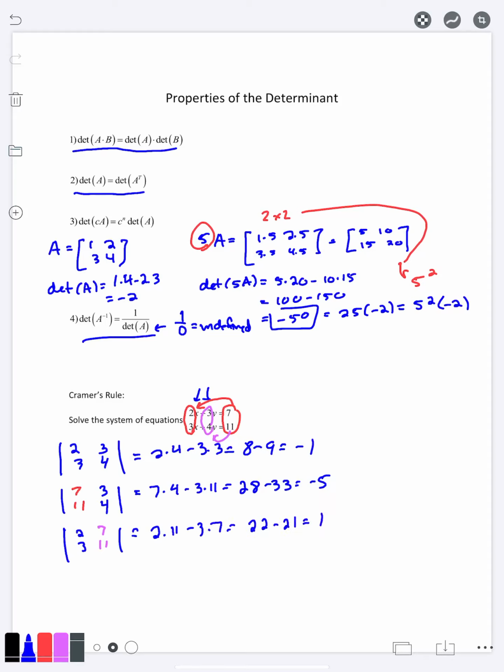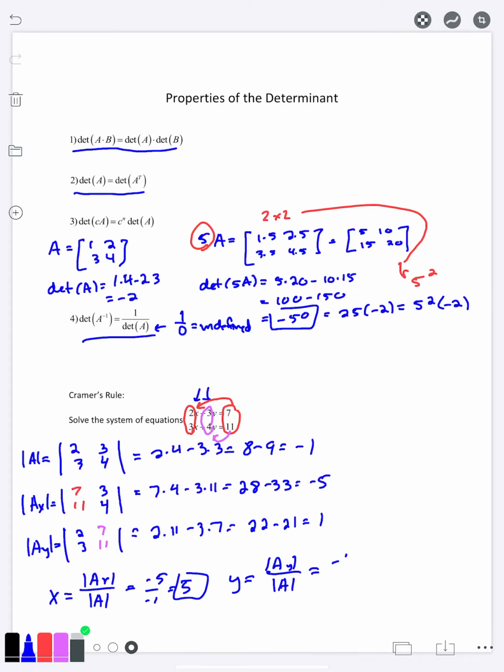I'm going to call this original one A for the initial coefficient matrix. I'm going to call the next one AX, and the third one AY, because I replaced the X's in the AX, and I replaced the Y's in the AY. Then it turns out the answer for X in the equation is you divide the AX by the original one, so the value for X is 5. And if you want to find the value for Y, you take the AY divided by the original, you get -1, there's the value for Y.